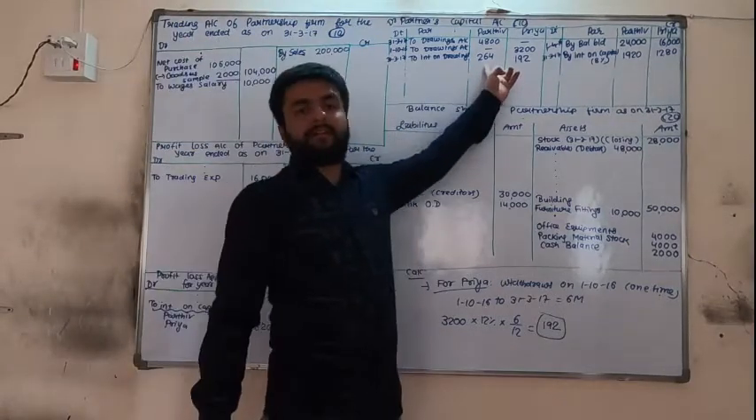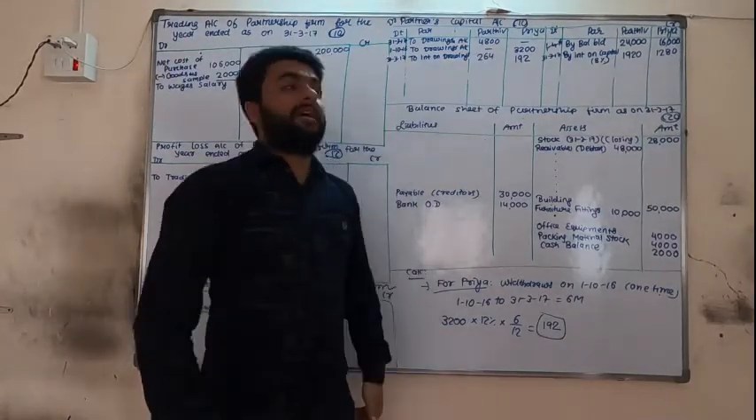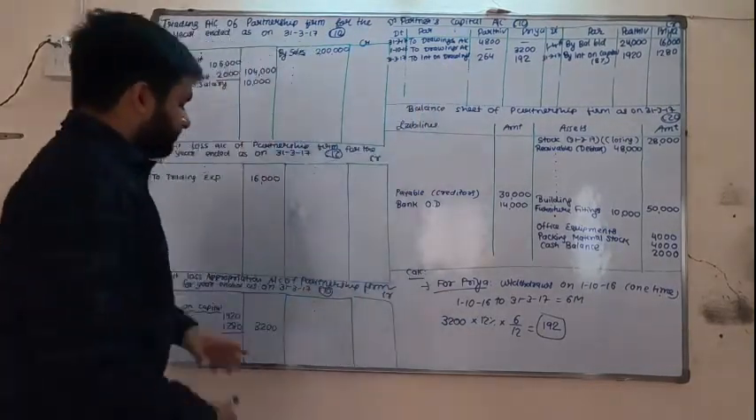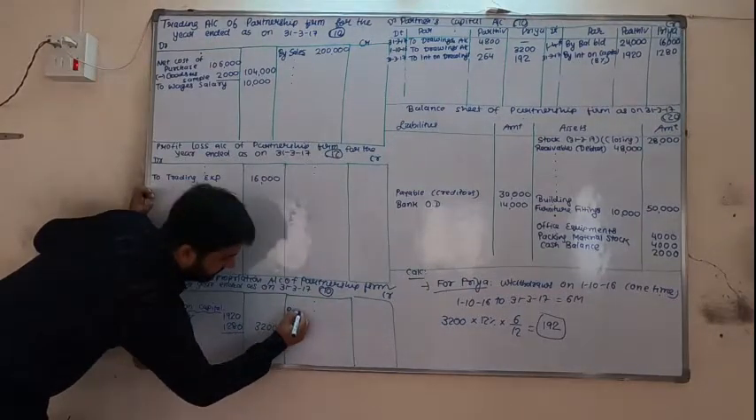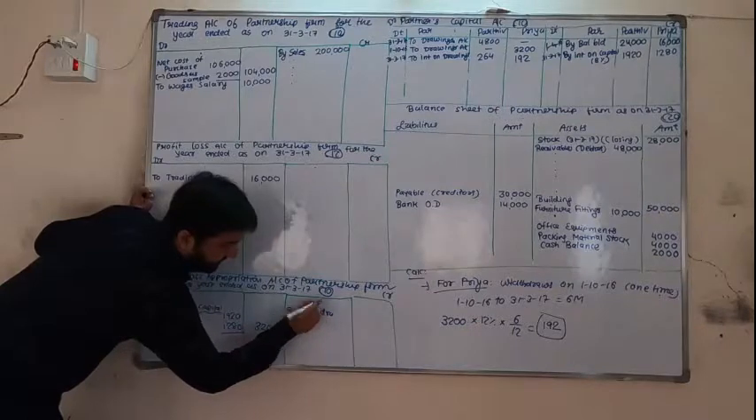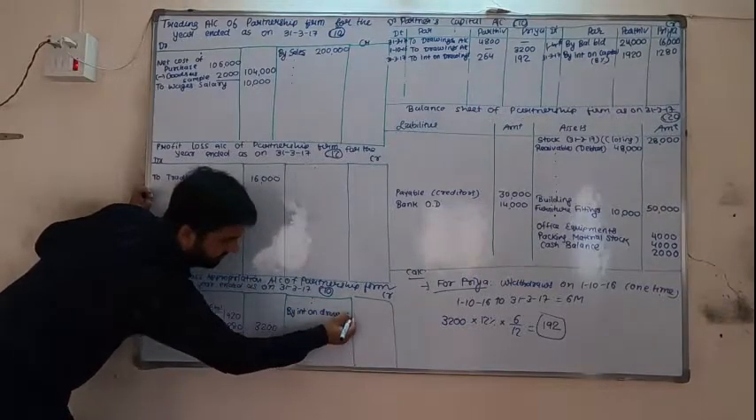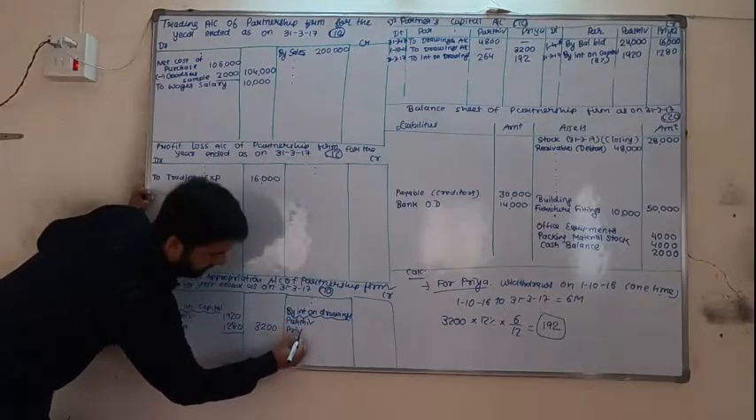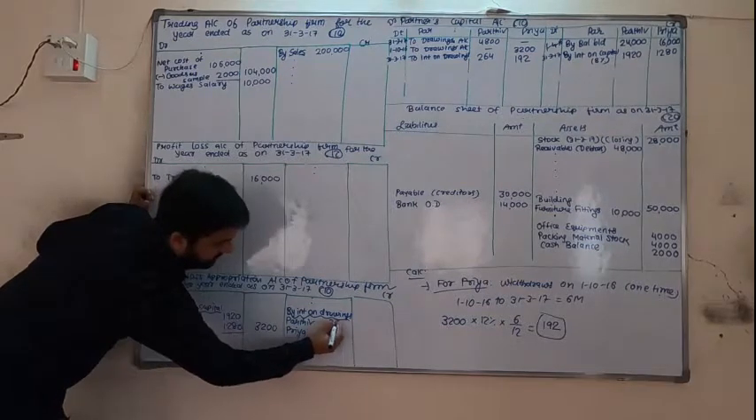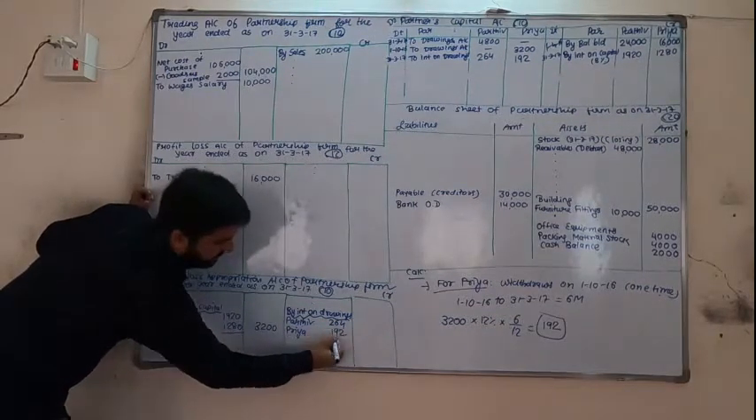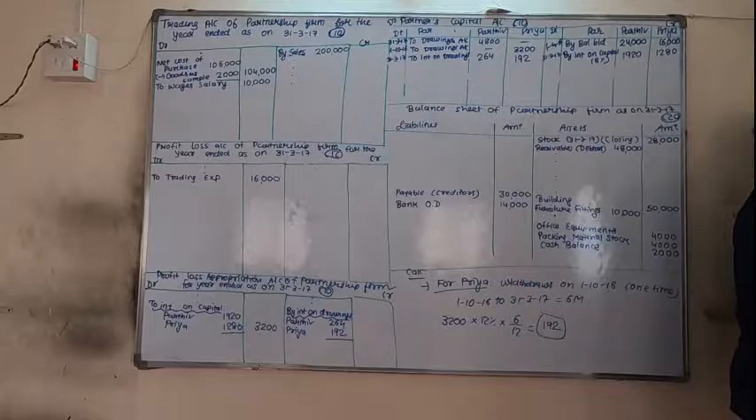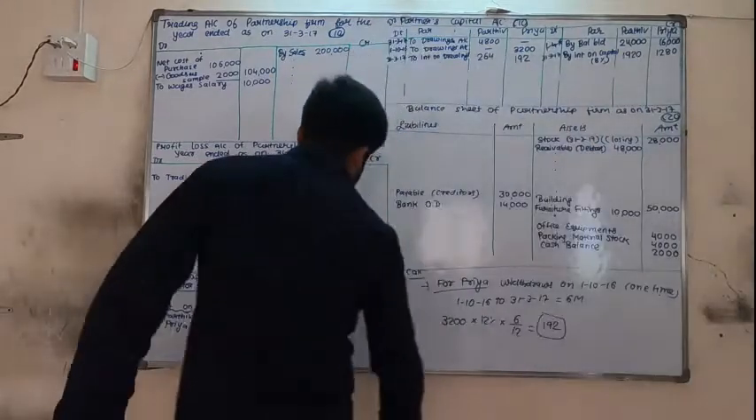Interest on drawings you can write together. For your understanding I have written it two times. So for Parthiv we calculated, for Priya we calculated. Now here it is debited, so here it will be credited. By interest on drawings, here there are 2 lines, okay friends, don't forget. By interest on drawings, Parthiv, Priya. For Parthiv it is 264, for Priya it is 192. Take the total. So it is 456.